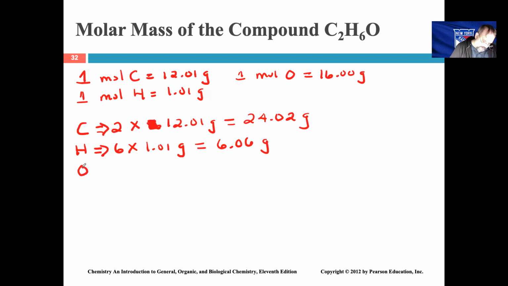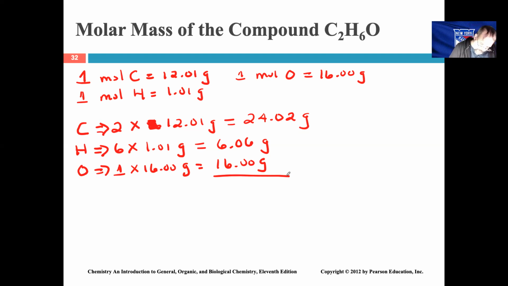And then for oxygen, based on the chemical formula, there would be 1 mole of oxygen atoms. Each mole of oxygen has the mass of 16 grams. So its contribution to the overall molar mass would be 16 grams. So what we did was we took the chemical formula and the individual molar masses for the elements, and we found out how much they contribute to the overall molar mass by using the subscripts, which indicate the number of moles. The final thing I'm going to do now is add the results.